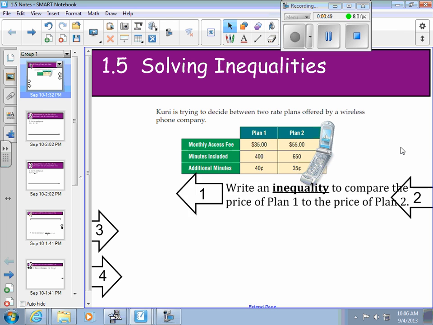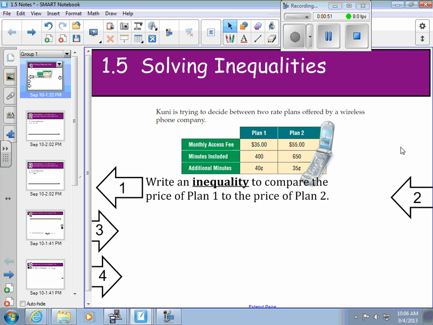So the first question being, write an inequality to compare the price of plan 1 to the price of plan 2. If you look at just the price, we got $35 for plan 1. We have $55 for plan 2. If we're going to compare those, 35 is not as big of a quantity as 55, so we'd want to use the less than symbol. Less than points at the smaller thing. Open end always eats the bigger number. So that would be how you would show that. 35 is less than 55.